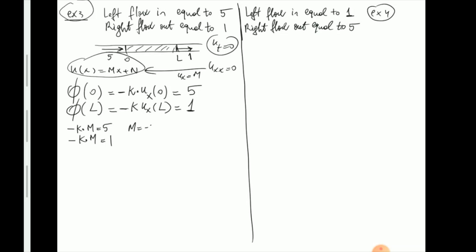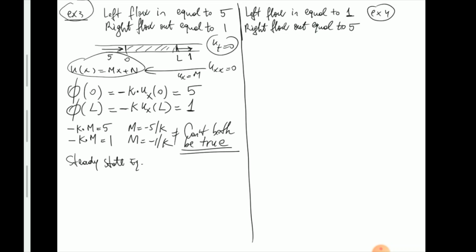So on one hand, we have m equals minus 5 over k. And on the other hand, m equals minus 1 over k. These are different values. They can't both be true. They cannot have different values at the same time. So basically, the steady state equation does not have a solution.